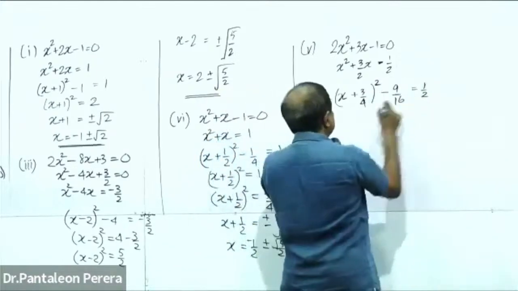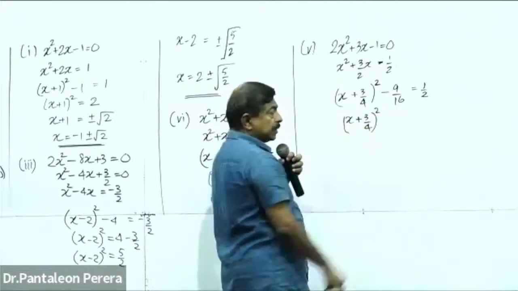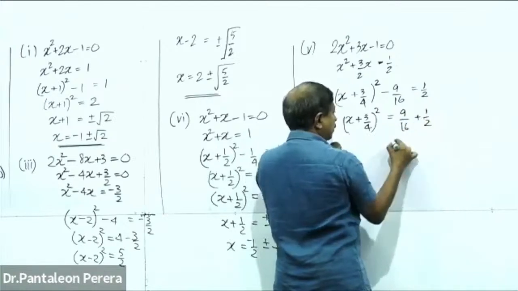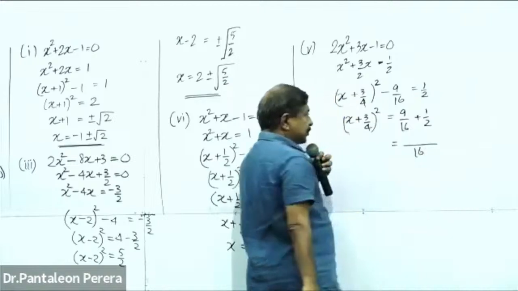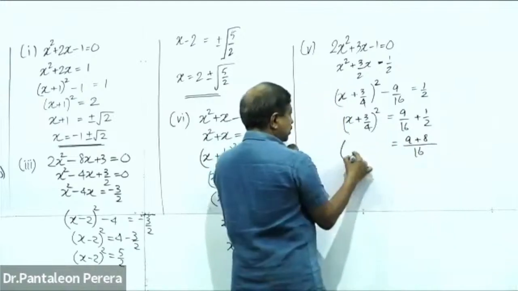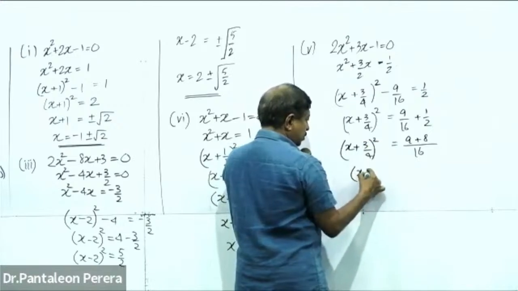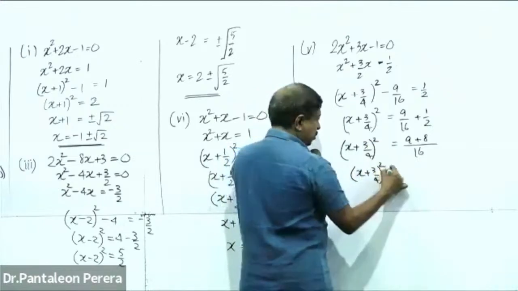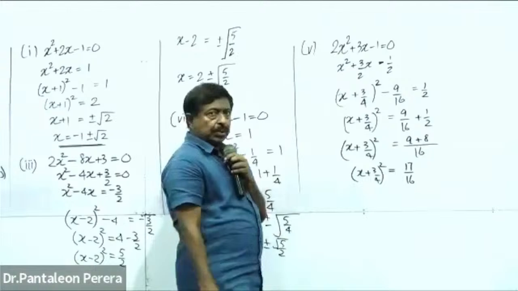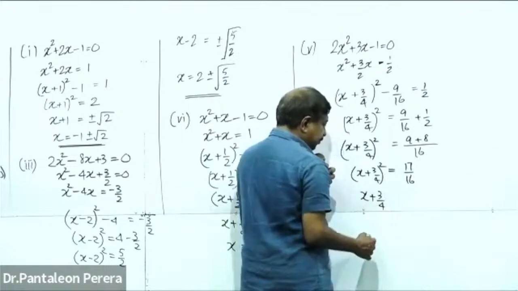Now, take this to the other side. Now we are almost done. We have to make x the subject. You can take 16 as the common denominator. You have 9 plus 8. This is 17 over 16. Now get the square root. So if you get the square root, you get x plus 3 over 4.